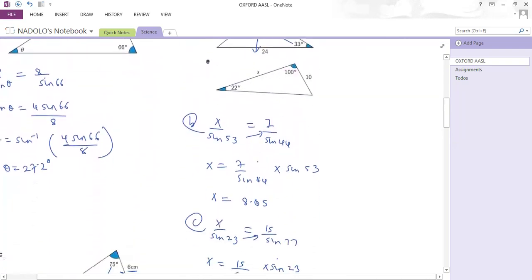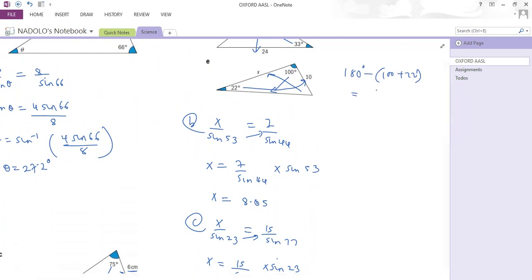No. But E, you have this angle facing that side. And then for X, this angle here should be the one facing X, because this one will face this angle. Using the property of triangles, the sum of the interior angles is 180. We're going to see how many degrees remain from these two. So 180 minus 122 should give you 58 degrees. So 58 degrees is the angle facing X. So we can comfortably use the sine rule.